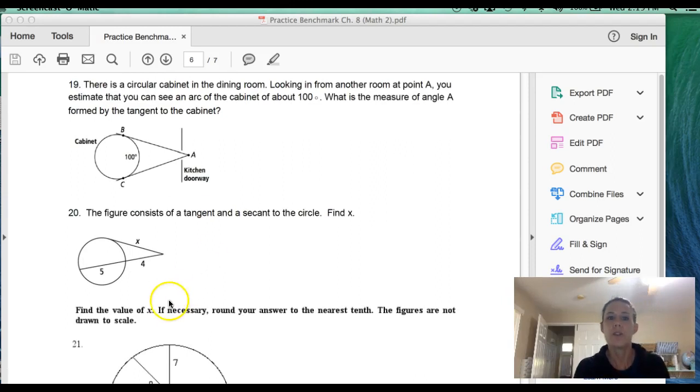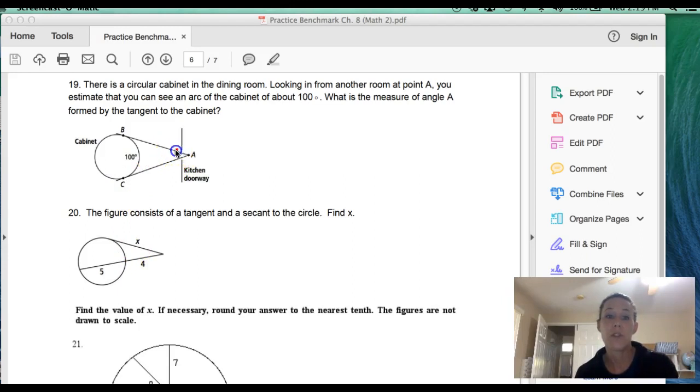Okay, there's a circular cabinet in your dining room. Looking from another room at point A, so you're here in another room at point A, you estimate you can see the arc of the cabinet, so it's circular, of about 100 degrees. That's what you see looking from the kitchen doorway to the cabinet. What's the measure of angle A formed by the tangents to the cabinet? So this A, and you have two tangents. Both of these are tangents to the cabinet. What's the measure of that angle?